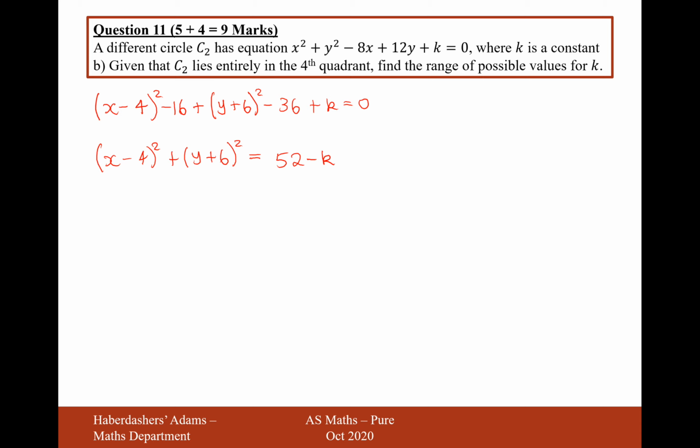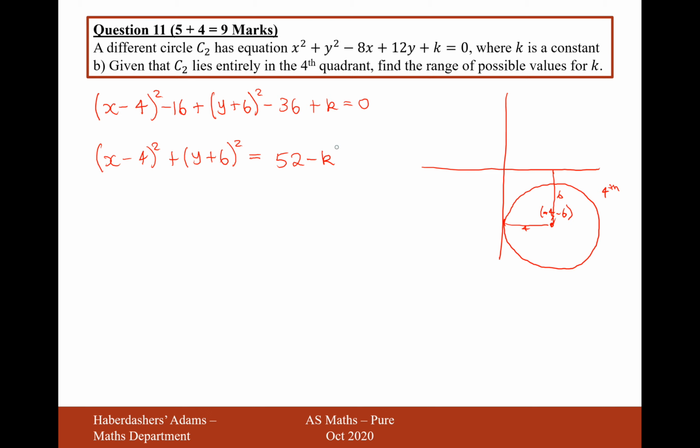Given that C2 lies entirely in the fourth quadrant, find the range of values of k. So let's visualise what we've got going on here. The centre has a coordinate of (4, -6), so it's 4 to the right and then down 6. And it wants to lie entirely in this fourth quadrant, so we don't want it to be hitting any of the axes. Given that it's only 4 this way and 6 this way, we need to be more careful of hitting the y-axis than hitting the x-axis.